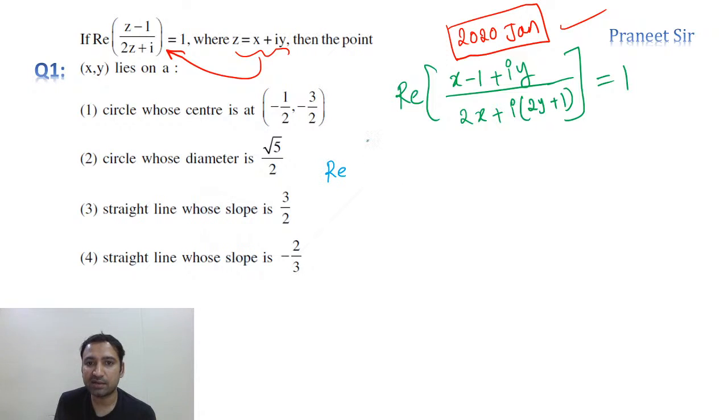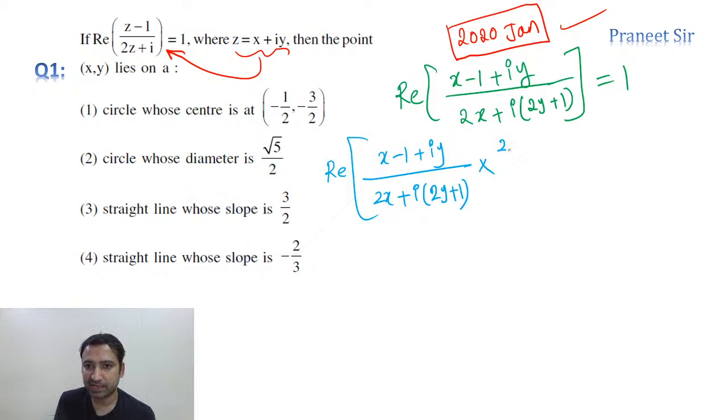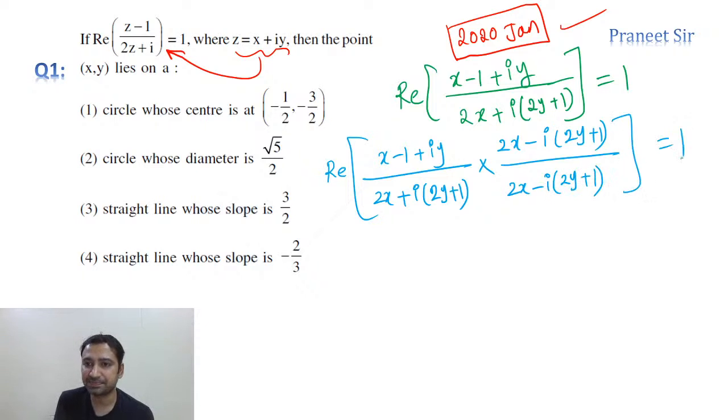So for the real part, we need to multiply both the numerator and denominator with 2x minus i into (2y plus 1). We are multiplying both the numerator and denominator with 2x minus i into (2y plus 1). So tell me, guys, anyone got the answer for this question?